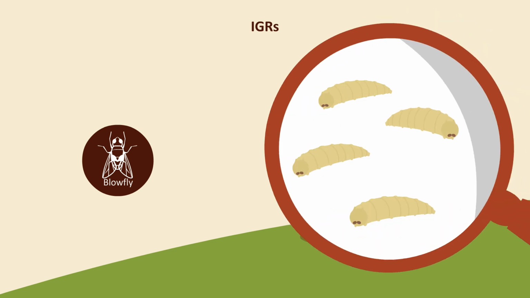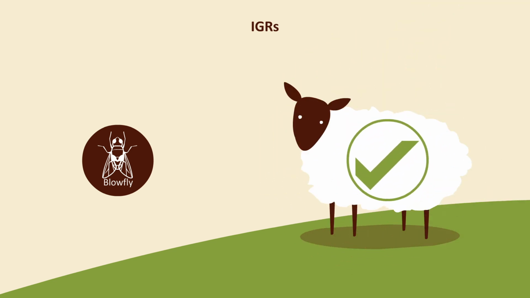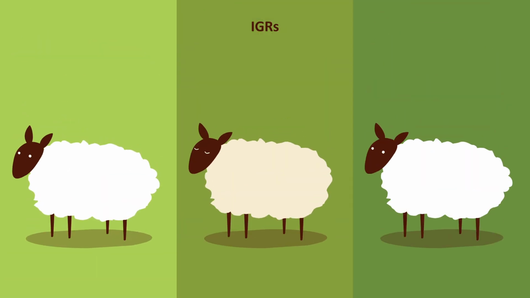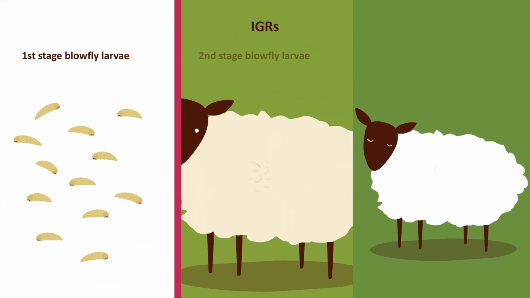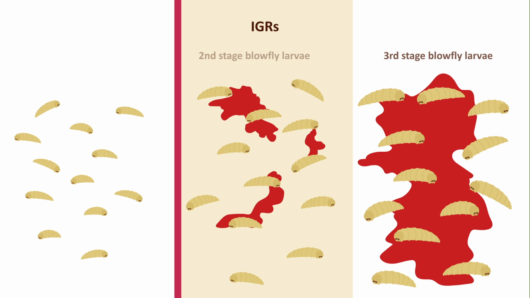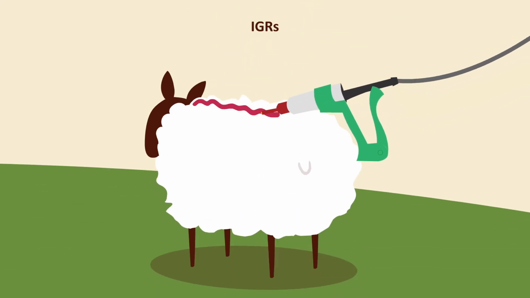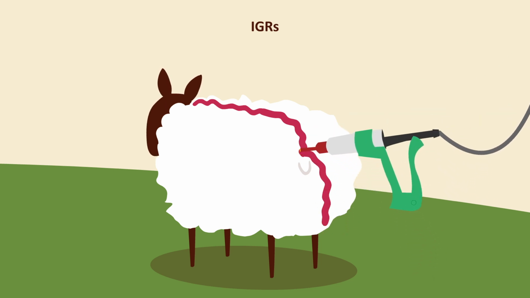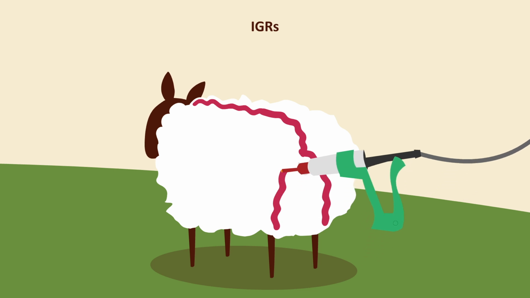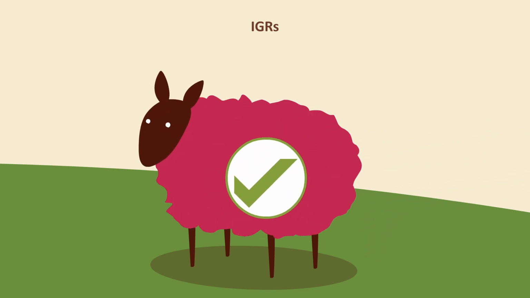IGRs are a targeted treatment to prevent blowfly strike and provide the longest period of protection. Unlike the other treatments, they are not insecticidal. IGRs work by preventing the harmless first stage blowfly larvae developing into the more harmful second and third stages. IGRs should be applied using the 4-stroke method. Half the dose is applied to the back and half to the breech area, making sure that each stroke overlaps slightly. The product spreads by gravity before binding to the fleece.